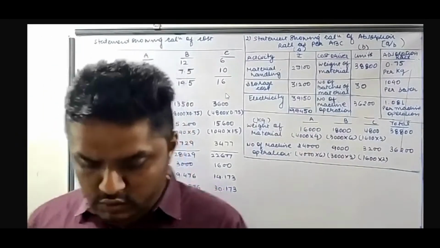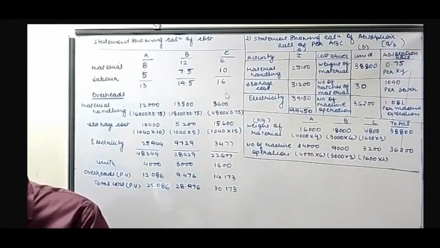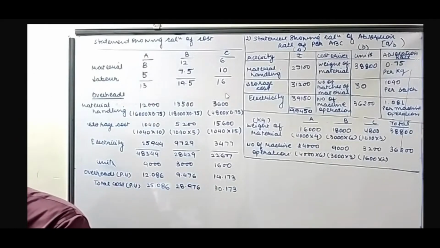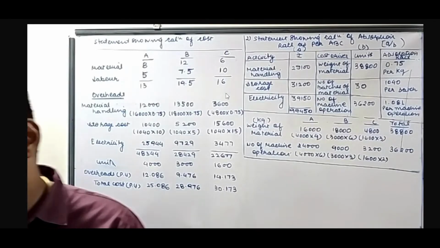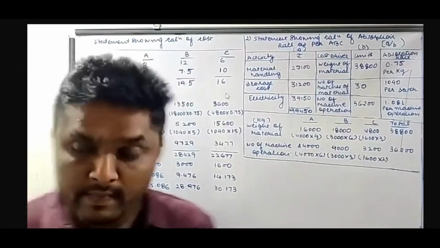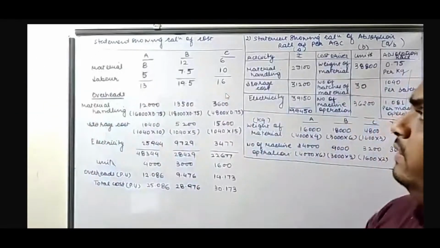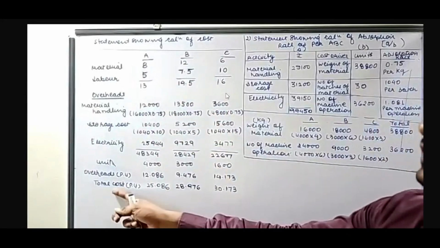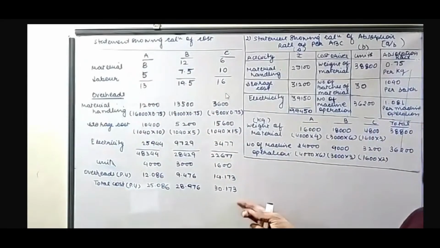So this is the way to solve the question. If you guys have any doubts or queries, you can please post your queries. If we multiply this total cost per unit with units, we will get the total cost also.